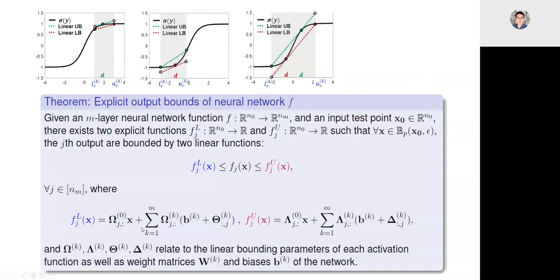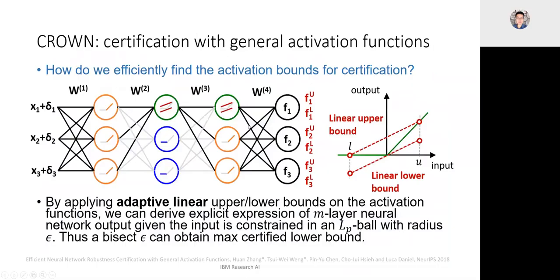Here is some small theory that basically shows what we are doing. Imagine f_j, where f is your neural network classifier and j is the j-th class. If we use this linear bounding technique, what we can show is that the actual output of your function f_j(x) can be upper and lower bounded by two linear functions, f_j^L and f_j^U. These are linear functions by themselves, and their coefficients are determined by the propagations over layers that we have shown here.